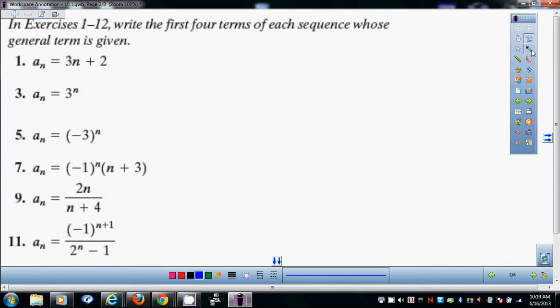Sequences. A sequence, again, is nothing more than a pattern. Actually, before we jump into the first few problems, you need to be aware of the terminology. A sub n is the formula for your sequence. So when it says find the first four terms, that's saying find a sub 1, a sub 2, a sub 3, and a sub 4. That is the first, second, third, and fourth term of your sequence.